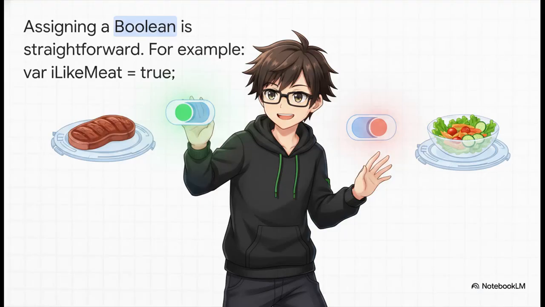Now, assigning a Boolean to a variable is just like passing any other value. Check this out. We have a variable called I like meat, and we set it to true. Then another variable is vegetarian, set to false. Super straightforward, right? You're basically just hard-coding the logical state of your application at a specific moment in time.